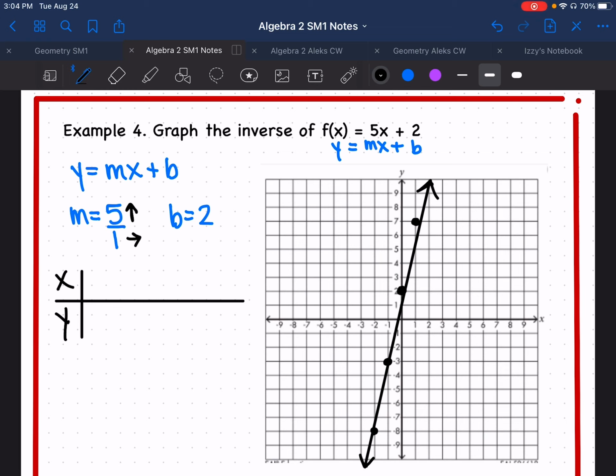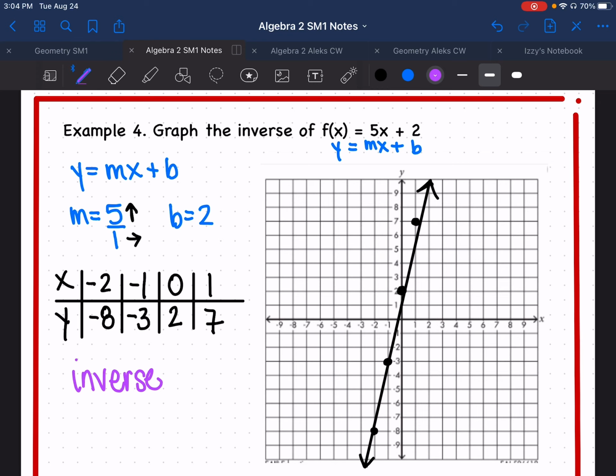So I'm going to start with the point at the bottom. It is -2, -8. And then I've got -1, -3. I've got 0, 2. And the one at the top is 1 and 7. I'm going to get my inverse. And remember, to do the inverse, I'm simply going to switch the x and the y values from the points up above. So this point right here is going to come down and become -8, -2. That's it.